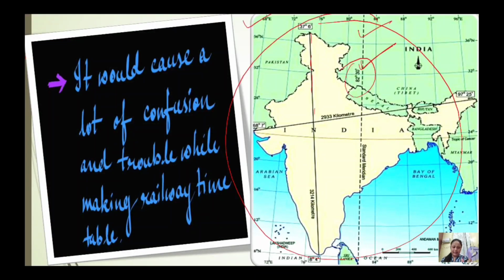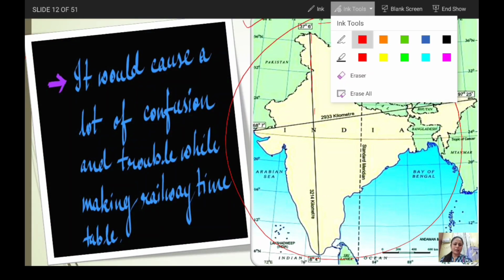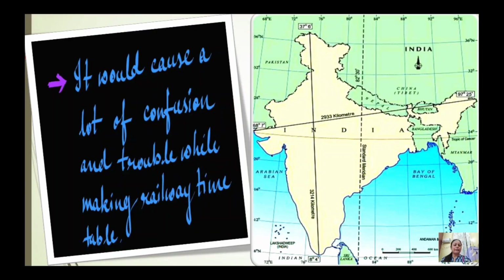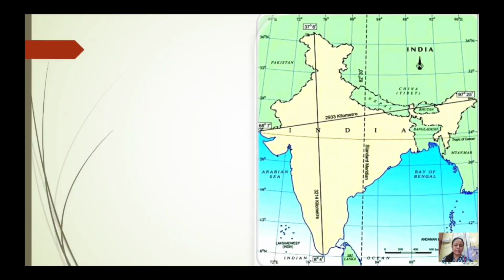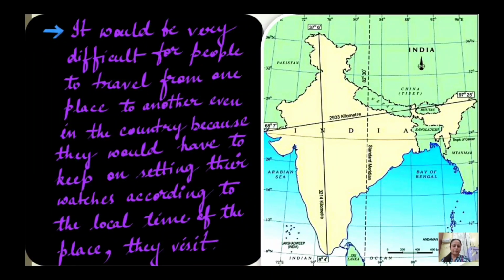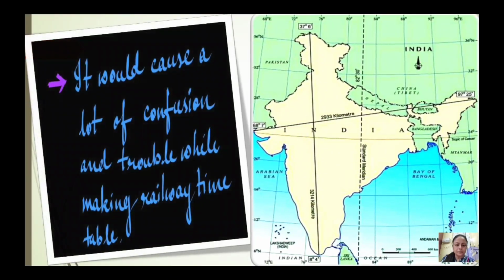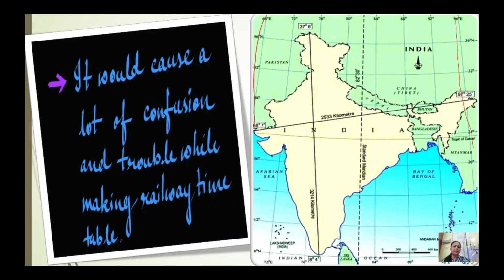So students, as I have told you, every longitude has a time which is its local time. So if 30 longitudes are passing over India, we can see this. You can see it's 68 degree and it is 96. So almost 30 degrees are there. So 30 degrees of longitudes means 30 local times. So which one to be followed? There is a confusion. So it will cause a lot of confusion and trouble while making railway time.